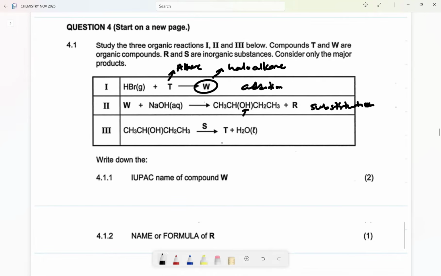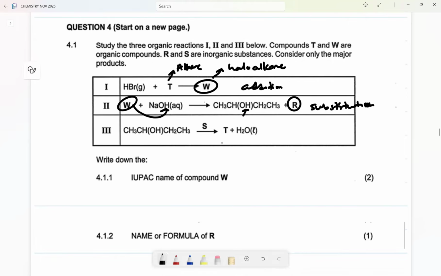Why? Because the haloalkane that we had in W was substituted with an OH to form now CH3CHOHCH2, an alcohol. And we know that a haloalkane reacting with a dilute strong base, which is dilute sodium hydroxide, forms an alcohol plus R.